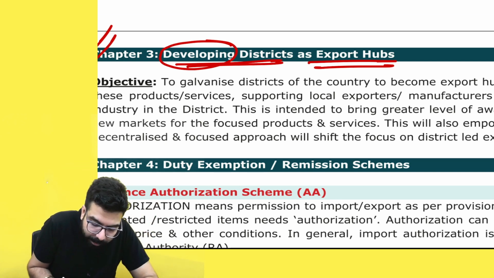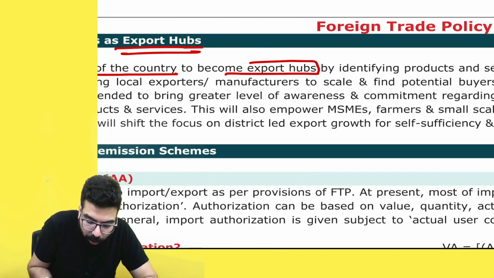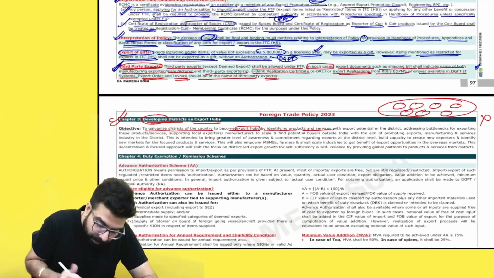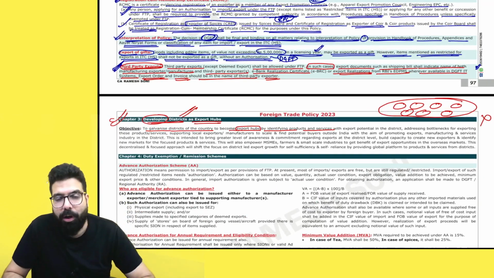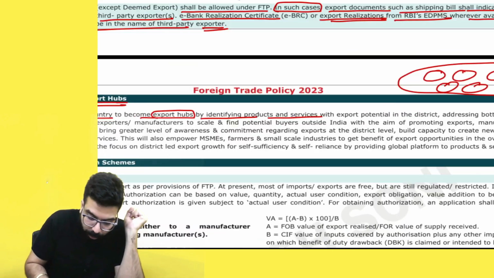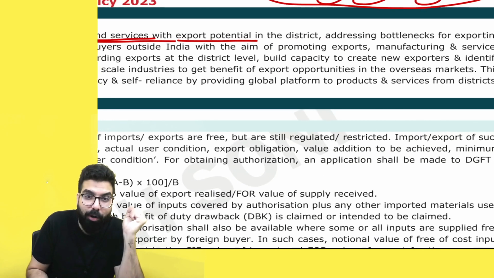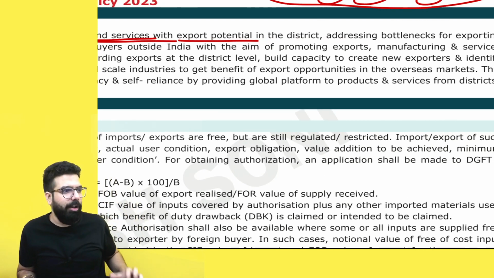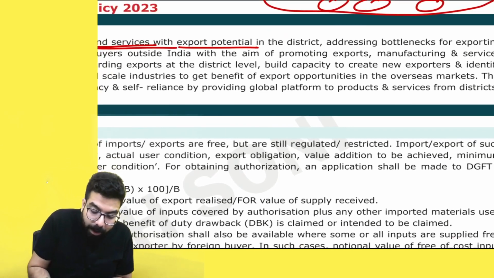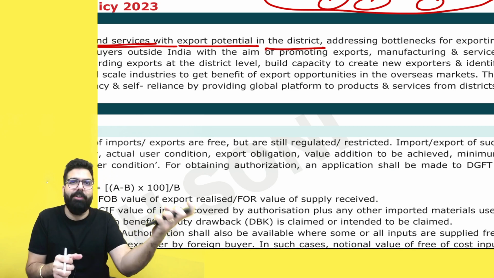Basically they are telling to galvanize districts of the country to become export hubs by identifying product and service. Under this scheme, developing district as export hub, the government is trying to develop districts by identifying the products and services with export potential. This district is there, this product is there, and this product has potential of export. In that district they want to identify which product has potential to export.